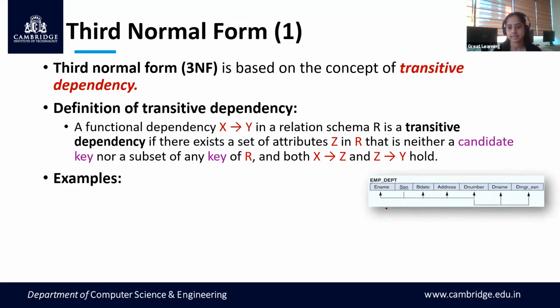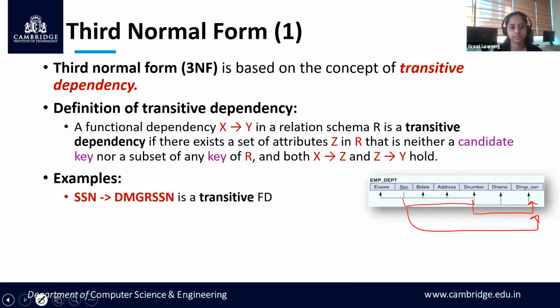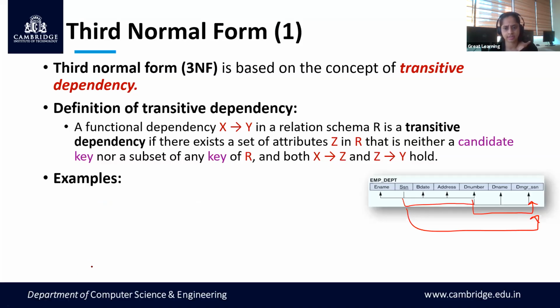Example, say it's like this. What is X here? SSN. So I can derive here SSN determines D number and D number determines DMGR SSN, and SSN determines DMGR SSN through transitive dependency. Correct, no? So that means SSN determines, I think you know what is transitive dependency. That's why I'm not telling much. I think in your DBMS you have learned transitive dependency, right?